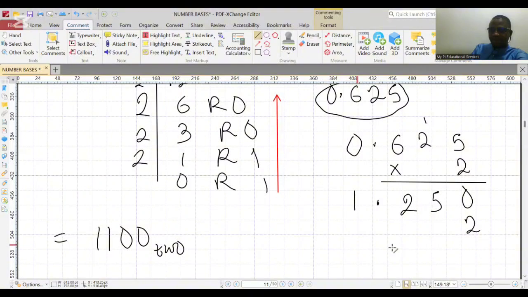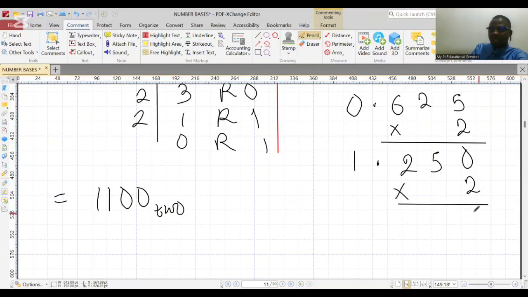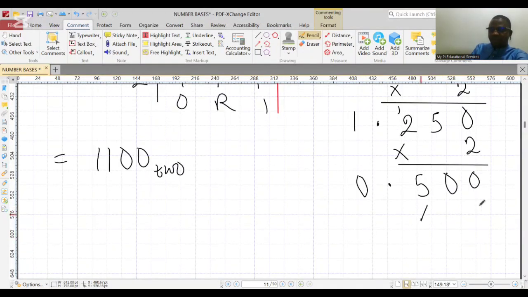So I'm multiplying by 2 again, just the decimal part. 2 multiplied by 0 will give you 0. 2 multiplied by 5 will give you 10. You write 0 and put 1 here. Then 2 multiplied by 2 is 4 plus 1, 5. We don't have any remainder here, so that will be 0. Let's multiply by 2 again.